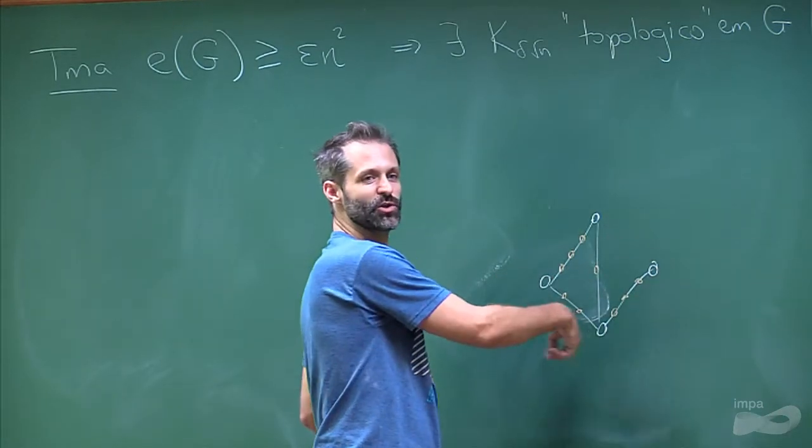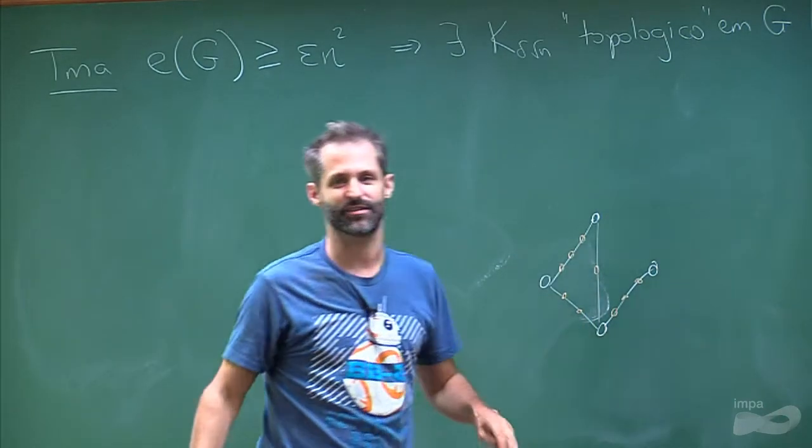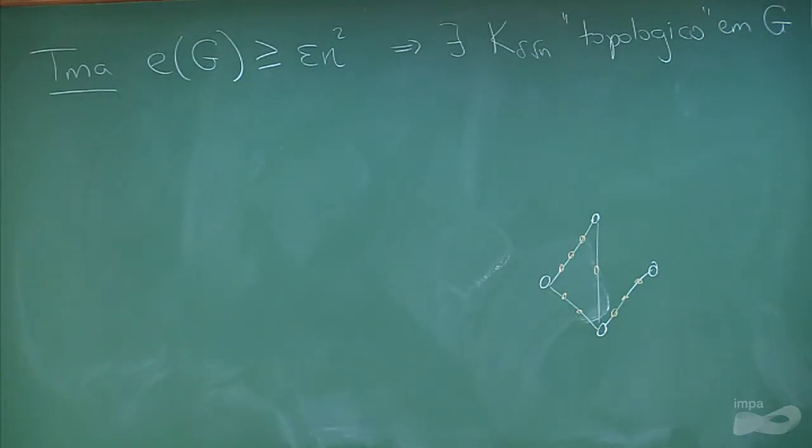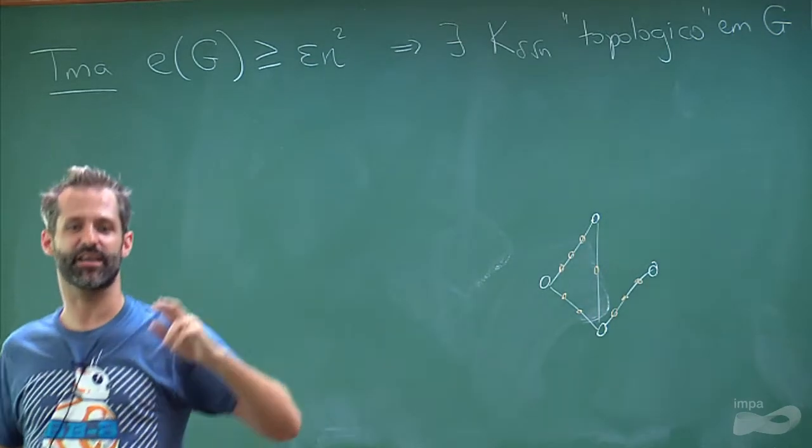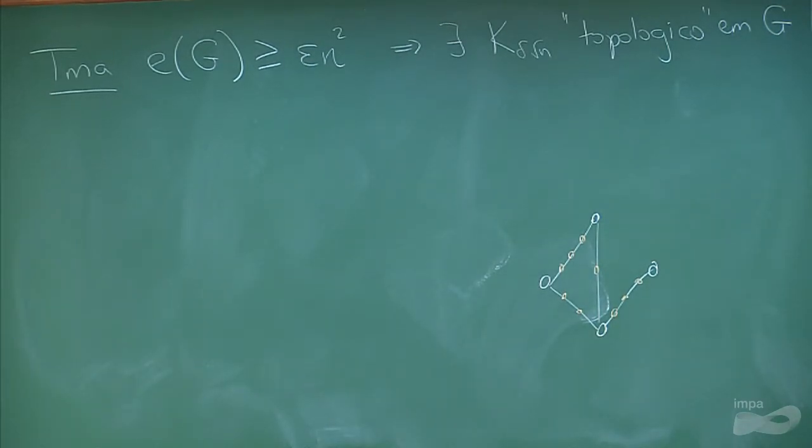So here is a topological copy of this triangle with an edge. A topological copy is obtained from this clique by adding vertices along the edges. So it says the graph of positive density contains this huge topological clique of size delta n. Delta depends on epsilon, yeah.